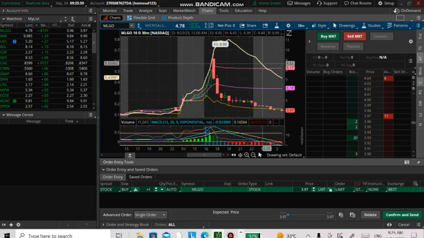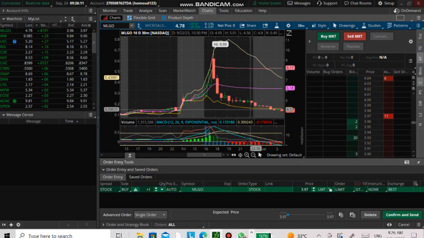ATR is average true range. Then the VWAP, this is the upper VWAP, upper band, middle band, and lower band. VWAP is volume weighted average price. Now these two, the blue one and the yellow one, are the MACD.